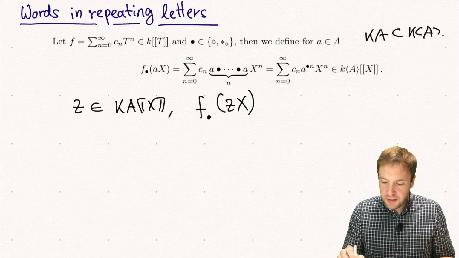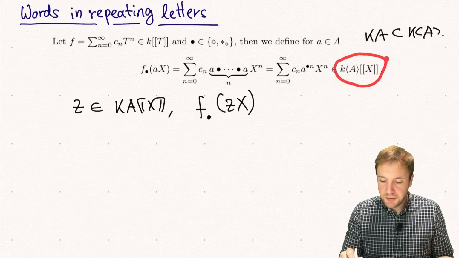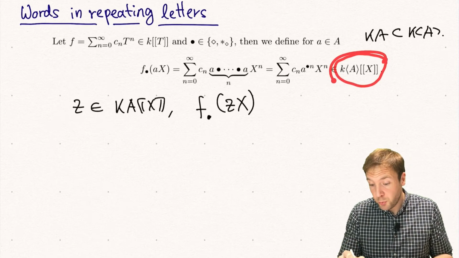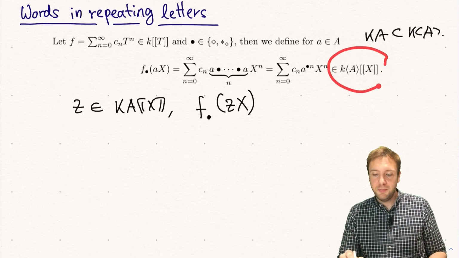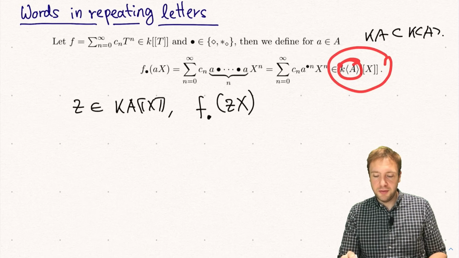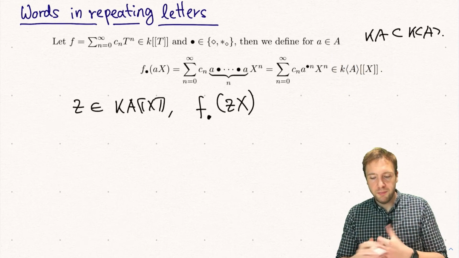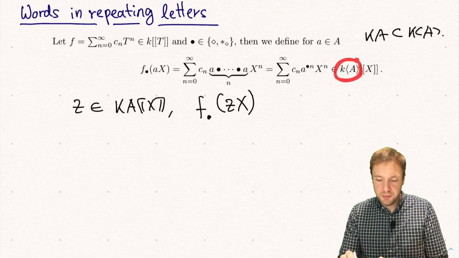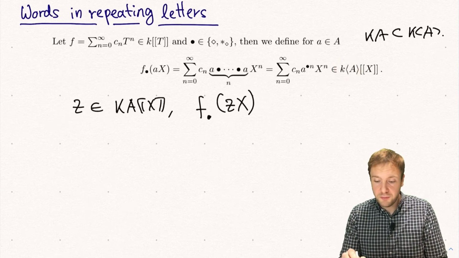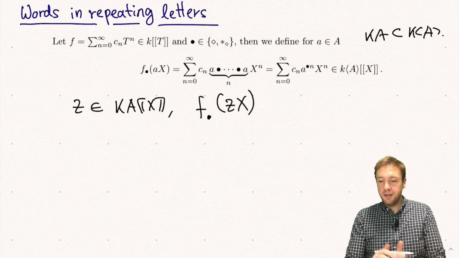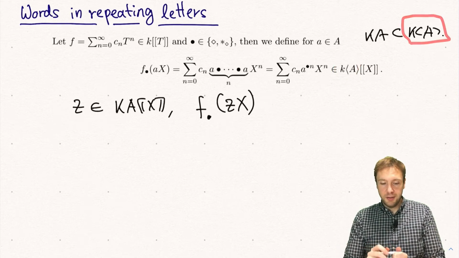Also, every time we deal with elements in this power series with coefficients in this space, if we multiply two of them, we will usually use the usual non-commutative multiplication in this polynomial ring.